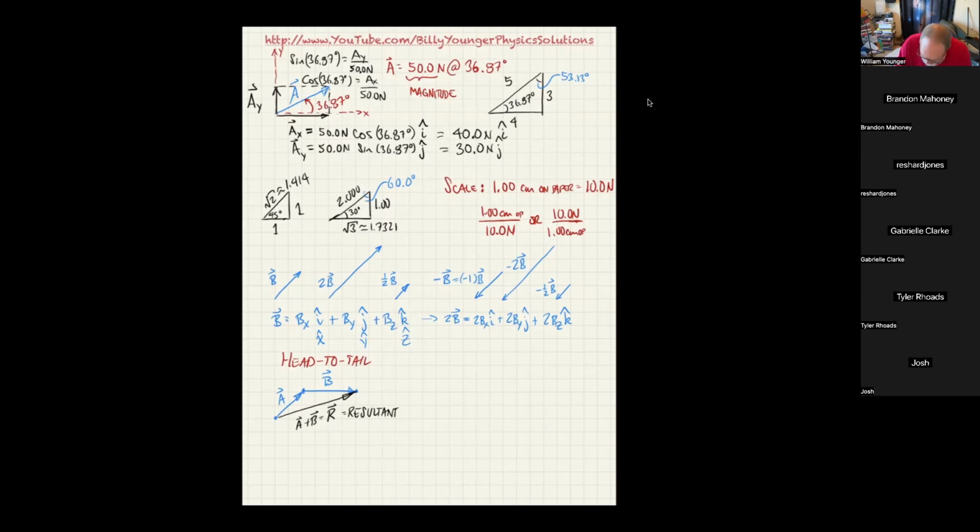Now there's another way, and this is called tail to tail. And in this case, you could have, for instance, a vector like this would be vector A, and you could have like this would be vector B. Those vectors are tail to tail. And the way you add vectors tail to tail is you complete the parallelogram.